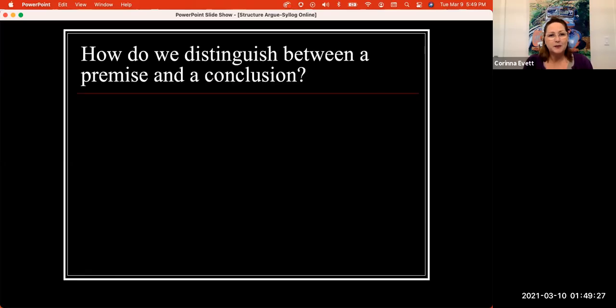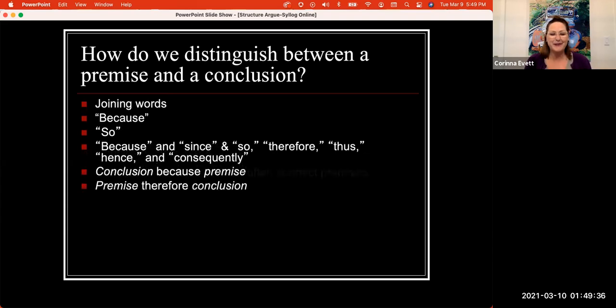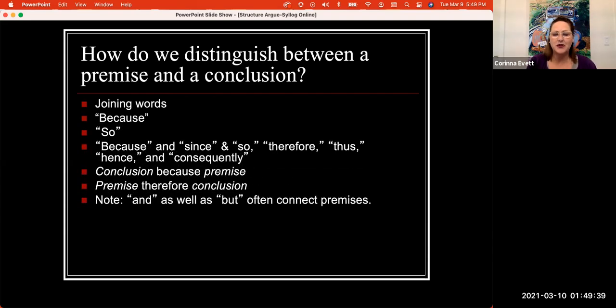So how do we distinguish between a premise and a conclusion? Often it's the type of words. I don't mean to get too Englishy here, but we've got conjunctions and transitional words and phrases that indicate logical relationships between ideas and help us to make a distinction between a premise and a conclusion. So you've got the joining words like because or so. If we go back to the earlier example of people who gamble, notice that because indicates a premise, a reason in support of the conclusion, and the so indicates that a conclusion is to follow.